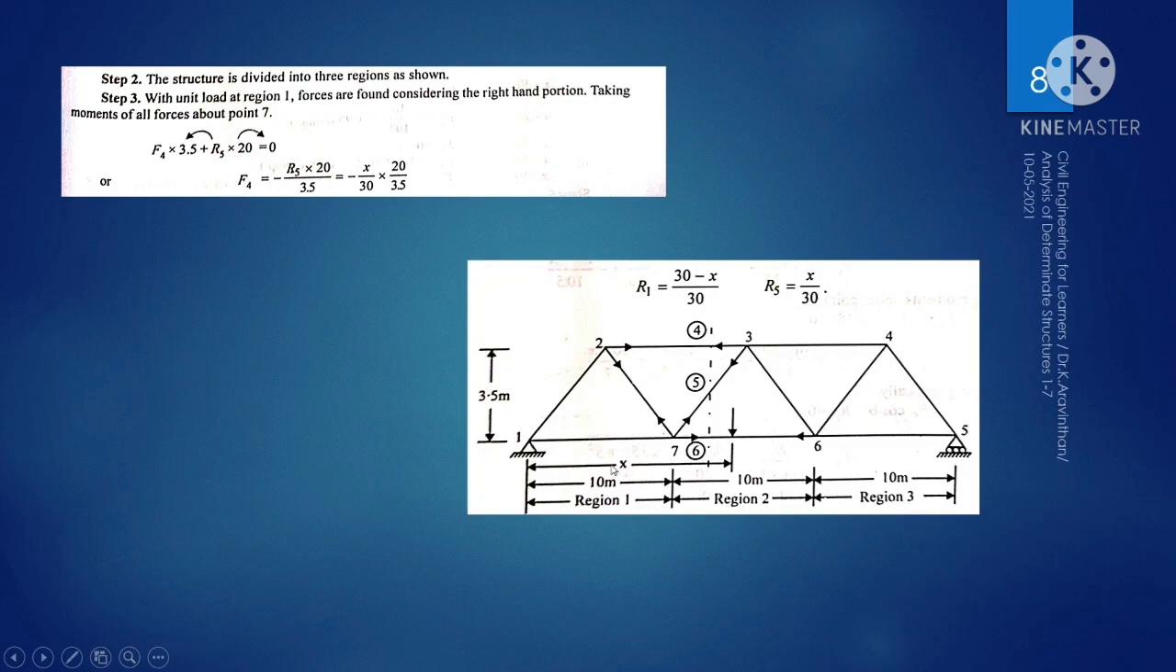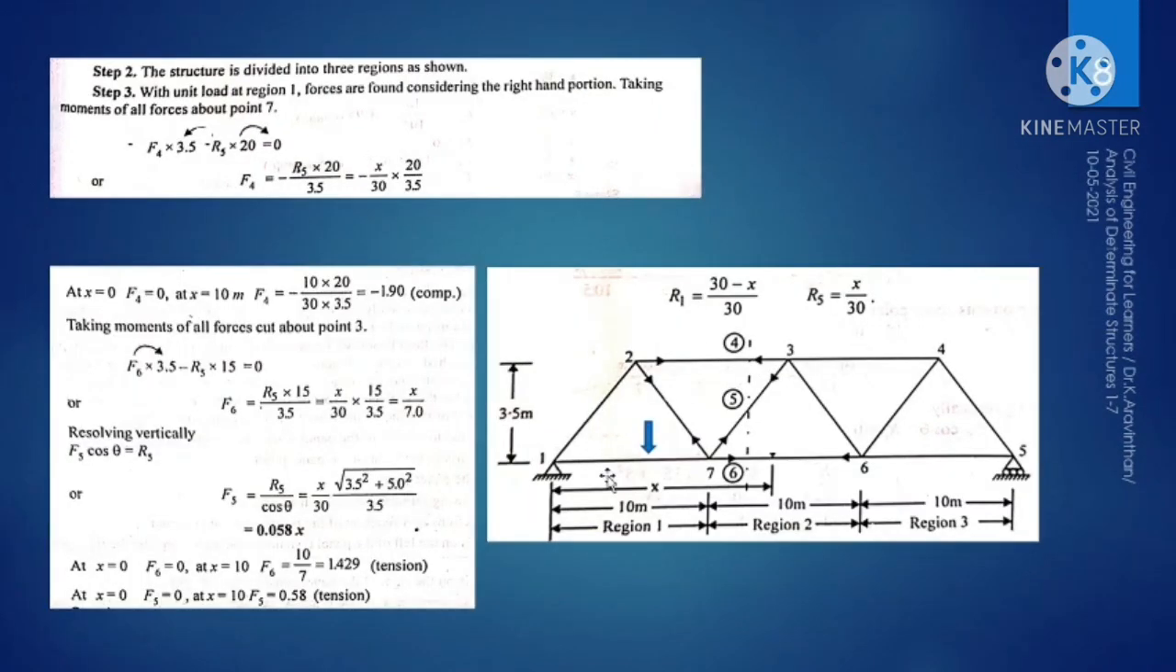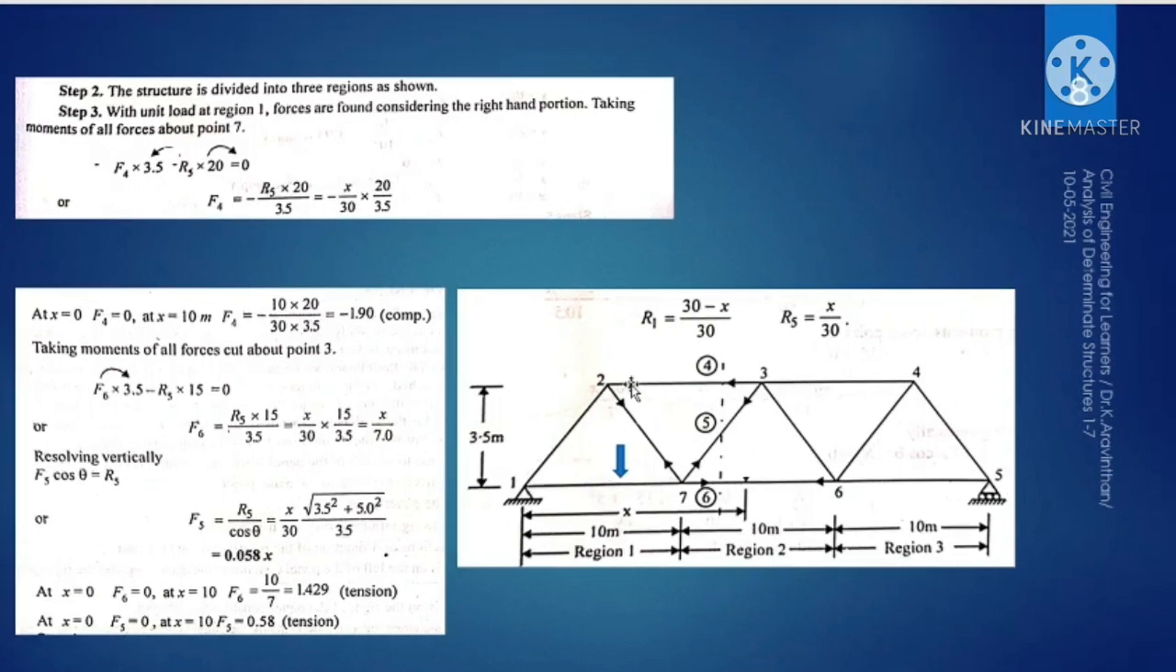This is the left hand portion and this is the right hand portion of the plane. This is the plane we are considering, and the structure is divided into 3 regions. The unit load is at region 1. Now if you want to mark the element forces, assume that at joint 2 all the forces are tension, and for joint 3 all the member forces are tension, and at joint 7 the member forces are assumed as tension, and also member 6 is assumed as tension.